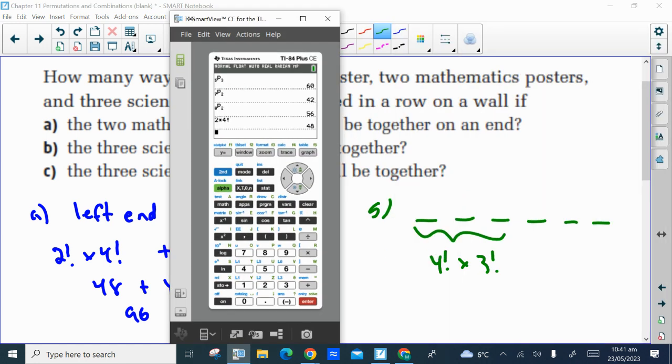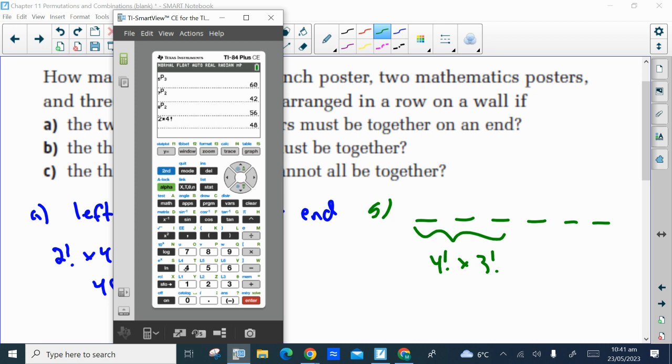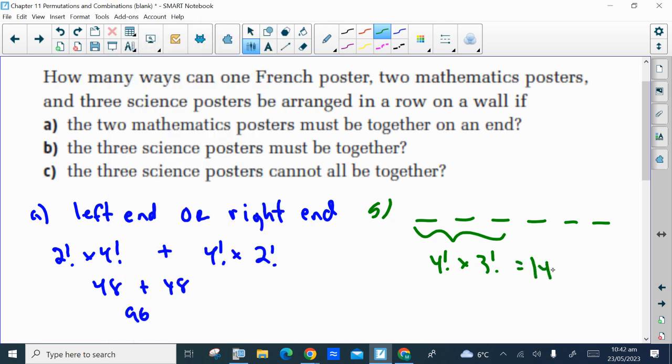So it'll be 4 factorial, which is 24, times 3 factorial, which is 6. So it should be 24 times 6. 144 is the answer.